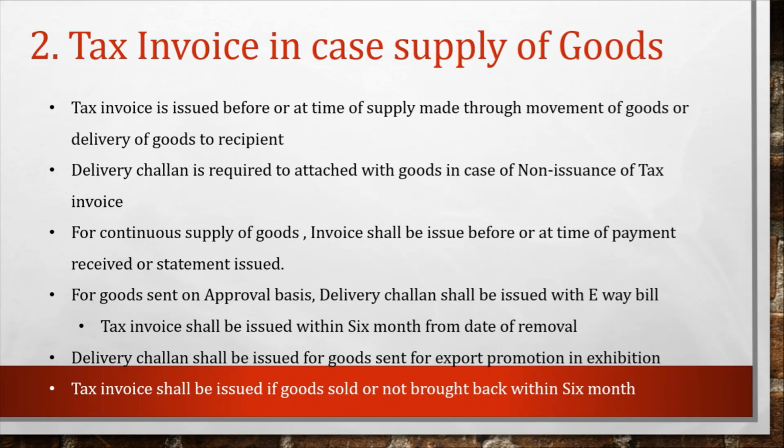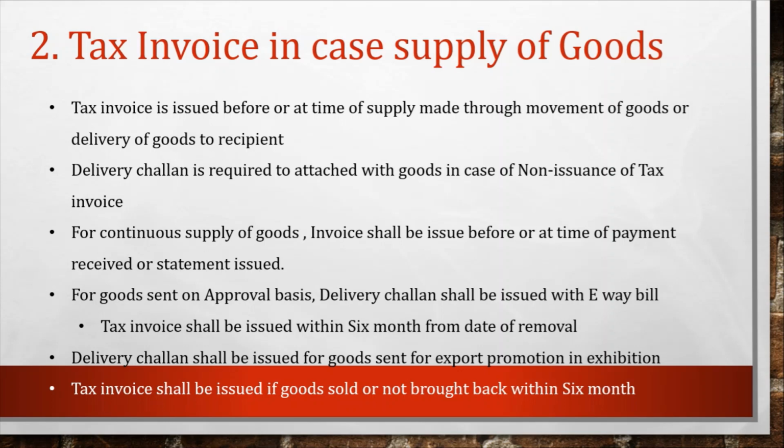Continuous supply of goods means a supply of goods which is provided or agreed to be provided continuously or on a recurring basis, by way of contract. In that case, the invoice shall be issued before or at the time of payment received or statement issued.